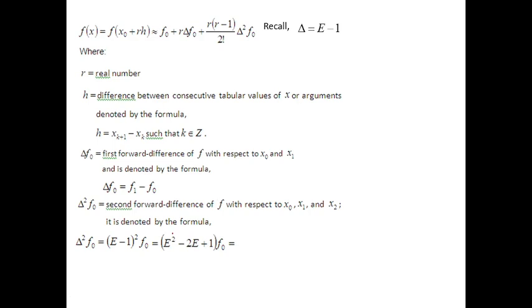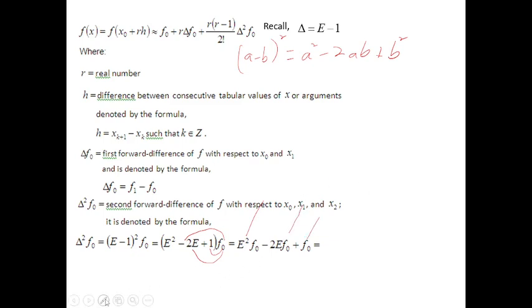And simplifying, expanding it, E squared minus 2E plus 1. You know how to expand this, right? So if I have a minus b squared, recalling algebra, that is a squared minus 2ab plus b squared. You know it, right? And then we distribute. So f sub 0 is distributed in every term of the group. So E squared f sub 0 minus 2E f sub 0 plus f sub 0.